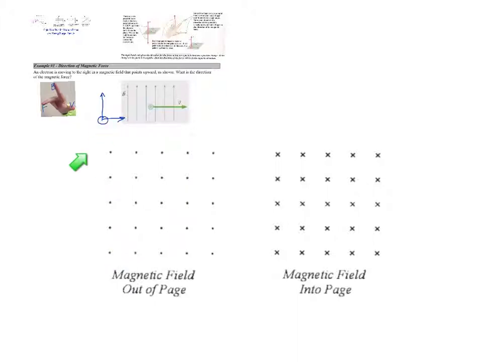We draw a single dot with a circle around it usually to show the force coming out of the page, or an X with a circle around it to show the force going into the page. In either case, you're going to see several examples of these as we work on problems in class.